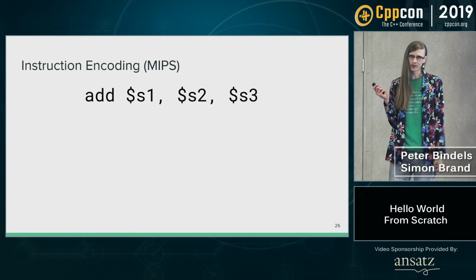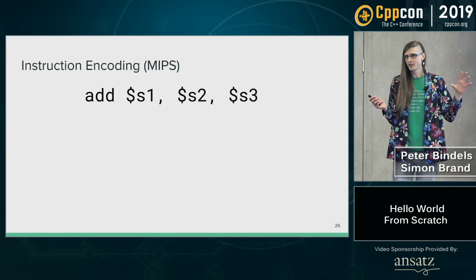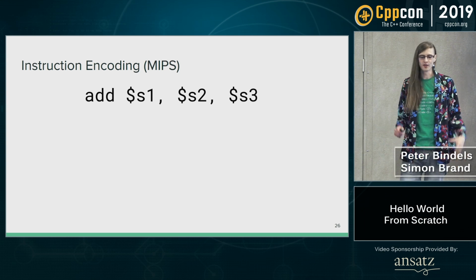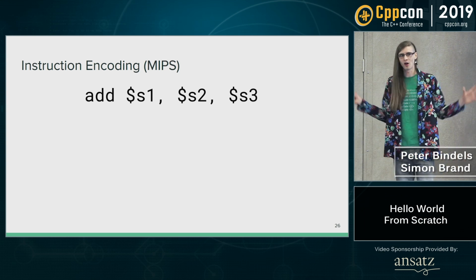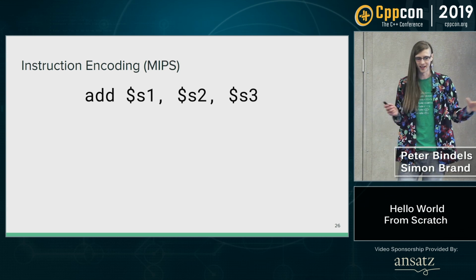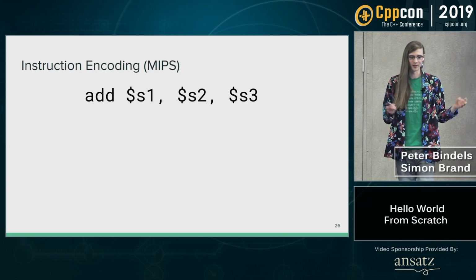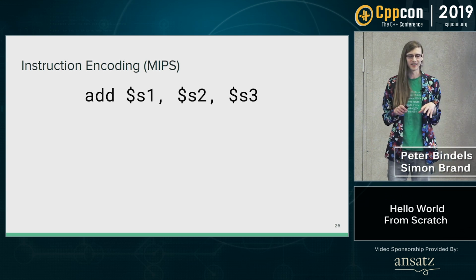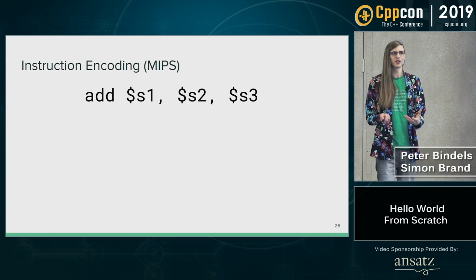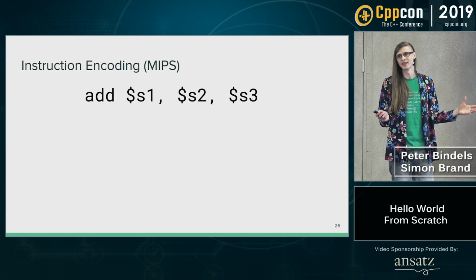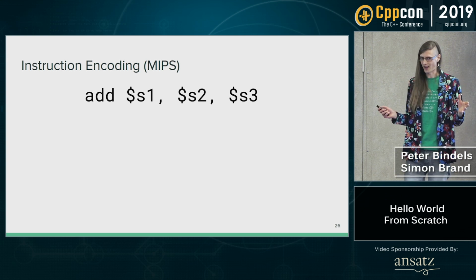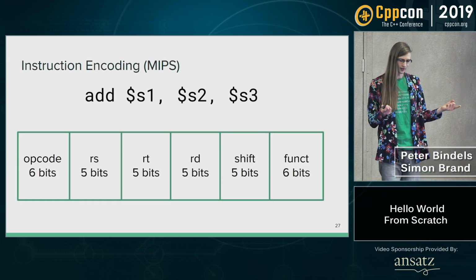So, instruction encoding. If you're used to writing or reading assembly, you might be used to this kind of thing. You have an add with some operands, and you can read it like it's text. If you can read text, or you have a screen reader or something, then you can understand what this is saying. But this is not something which the machine can just arbitrarily execute. We need to encode this in some binary fashion, and that's what instruction encoding is.